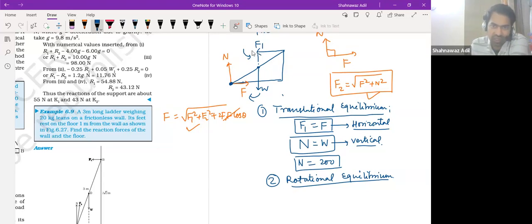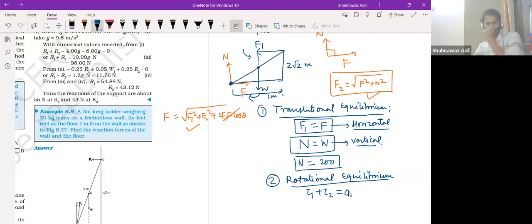Anti-clockwise. So F1 is anti-clockwise, so this is positive. W is negative, right? So you guys tell me that this is 2 root 2 meters, and this is 1 meter, right? And this is W. So we have to write for the case of W and for the case of F1 from this point. So what would be the torque? Tau 1 plus tau 2 would be 0.